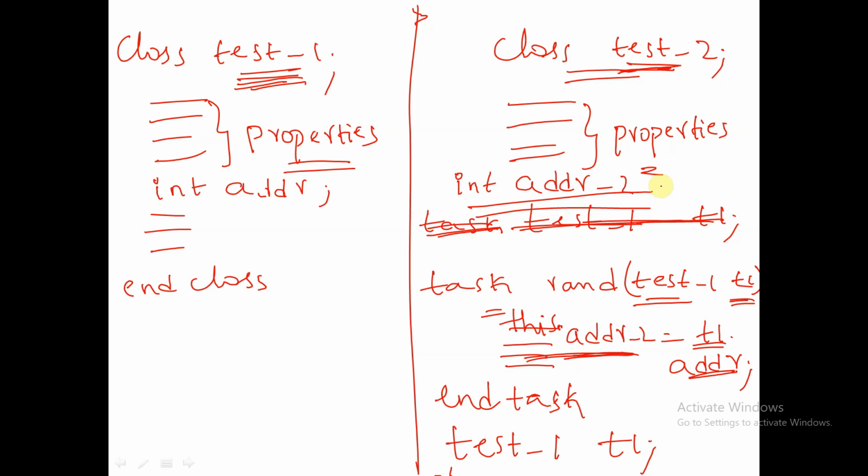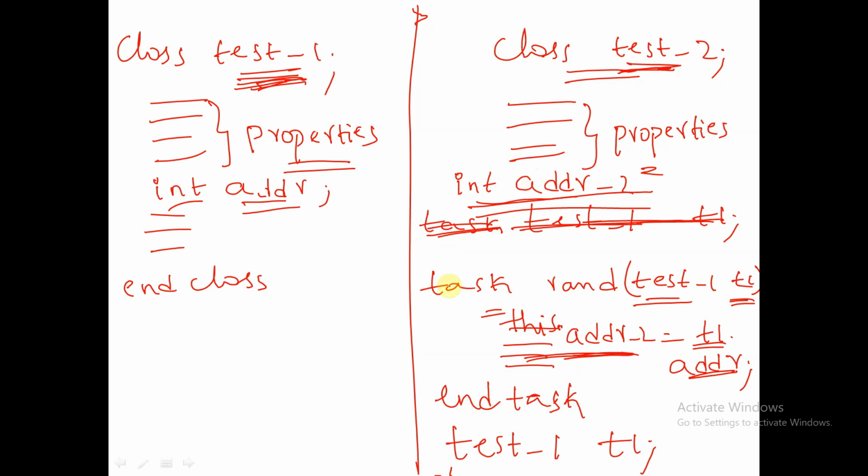Yeah. So I've declared two classes. The first class is test_1, and I've declared only one property in it, called addr, of int type. I've declared another class called test_2, with some properties, one of which is addr_2 of int data type. And I have a task called rand. This task is expecting an object of the class test_1.